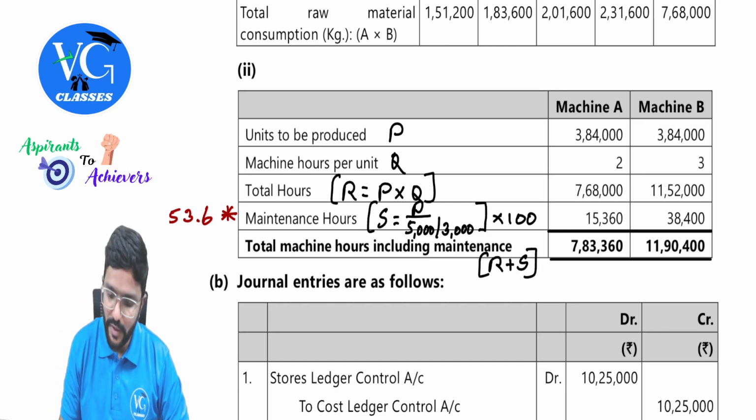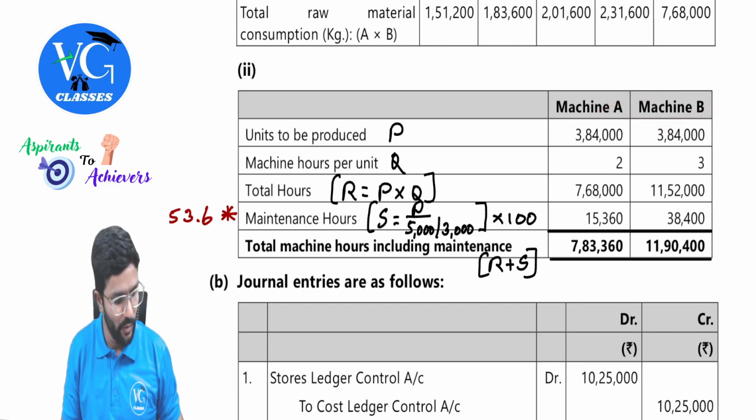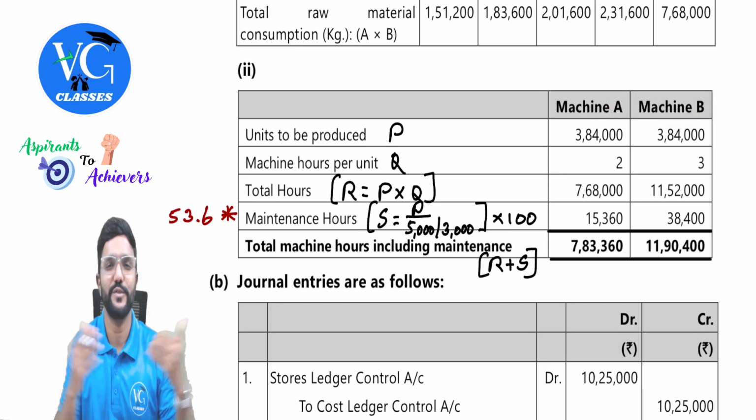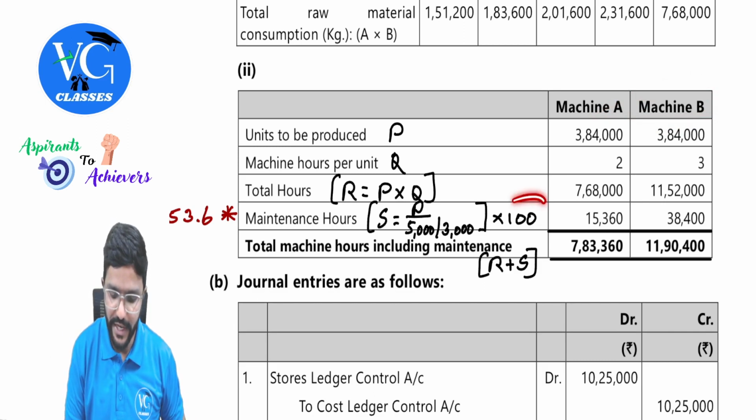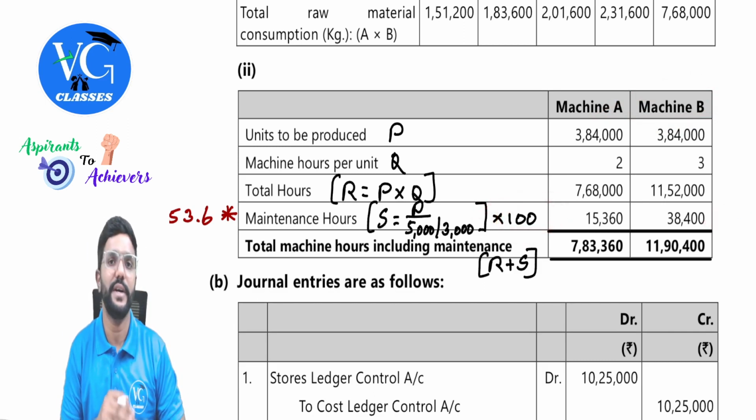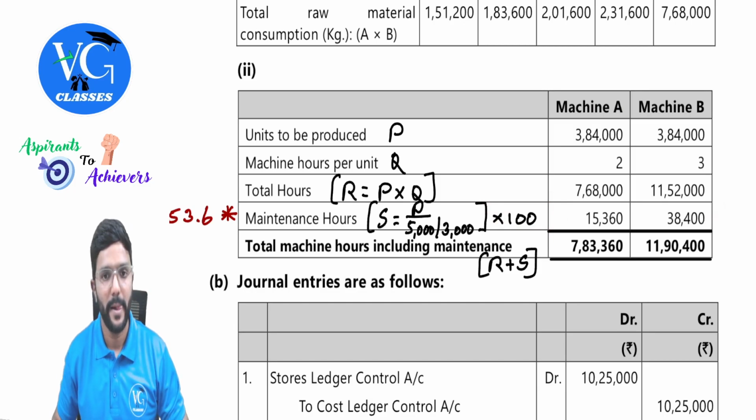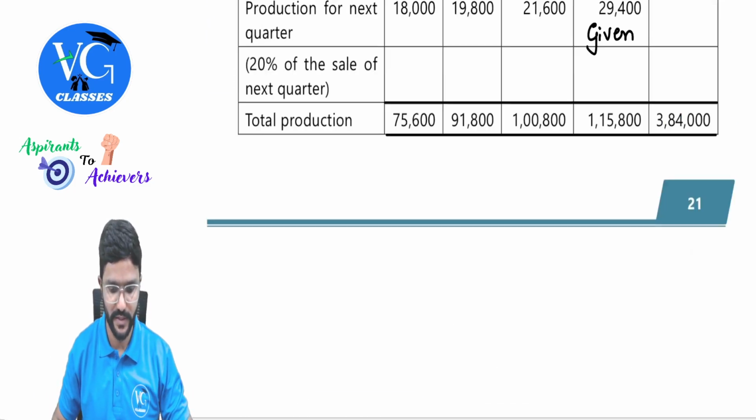Okay, fine. Sir, what about machine B? For machine B, we will get exactly a whole number, guys. So 11,52,000 divided by 3,000, you will get 384. So there is no problem. 384 into 100 is 38,400. There is no problem, guys. Okay, fine. Done with this.